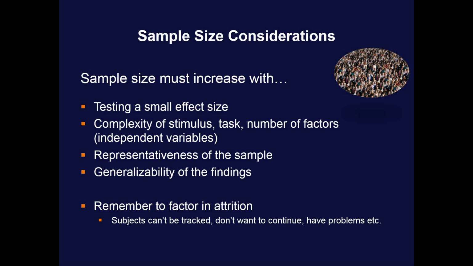Additionally, if you have a very complex task with lots of factors, like I was talking about before, going from a one-way design to a four-way design can dramatically increase how many subjects you might need. Additionally, if you want to say something representative about the sample of people, then you're going to need more individuals to better sample the population. Similarly, there are issues with generalizability, so the more people that come in, the more you might have to say about how it applies to everyone.